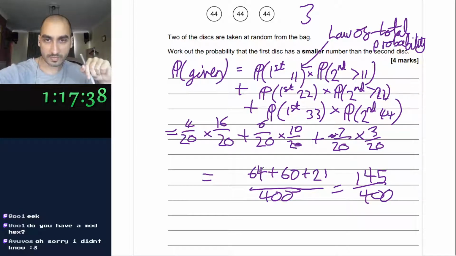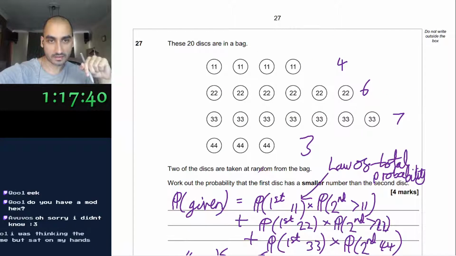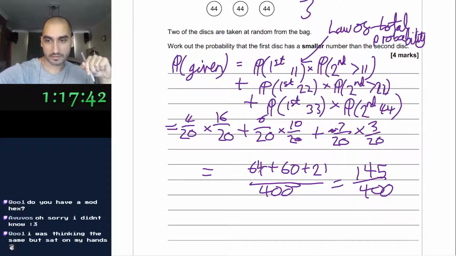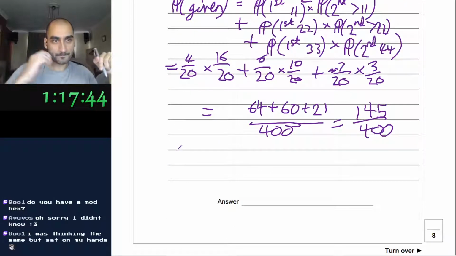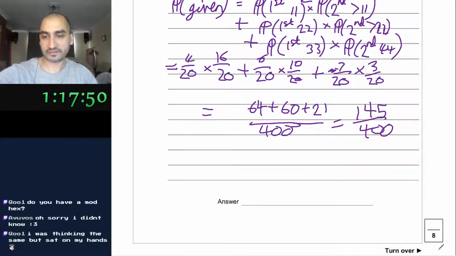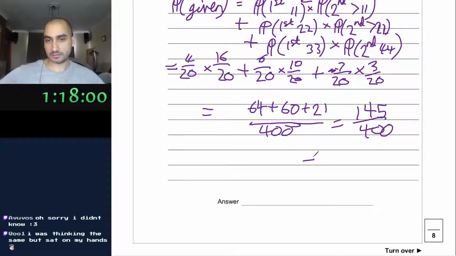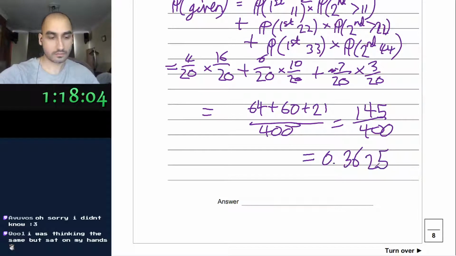So it's 64. Hopefully it's only like 1 mark. Plus 60 plus 21 equals 145. Did it say anything about replacement? No, it didn't. So yeah, it is without replacement. 145 out of 400 is 0.3625.